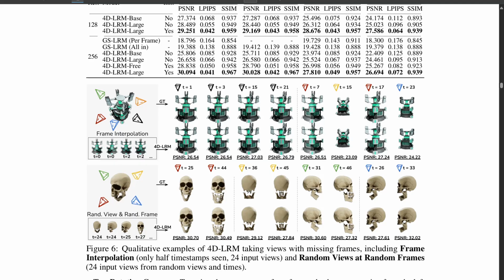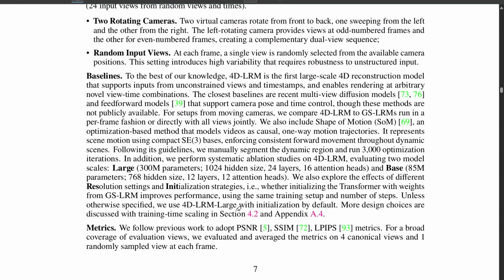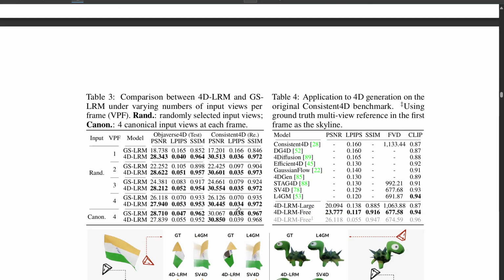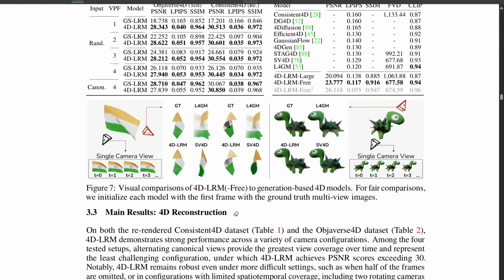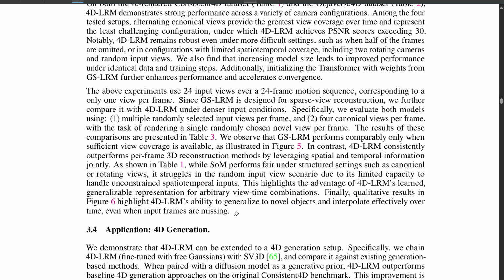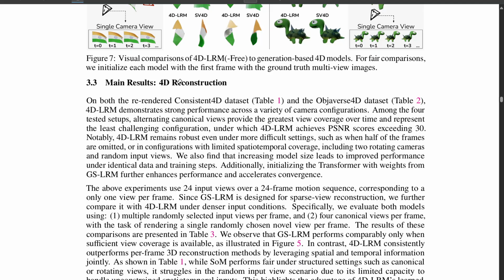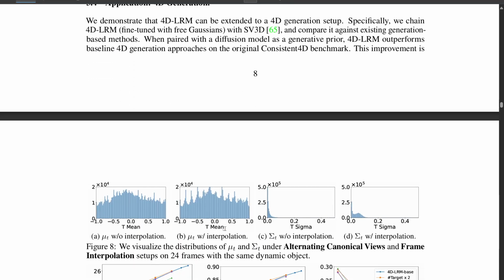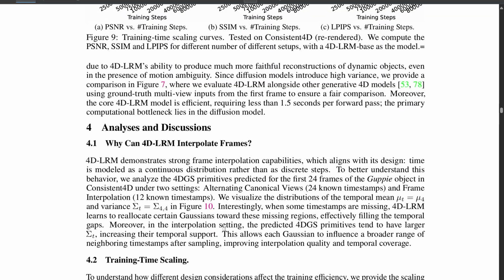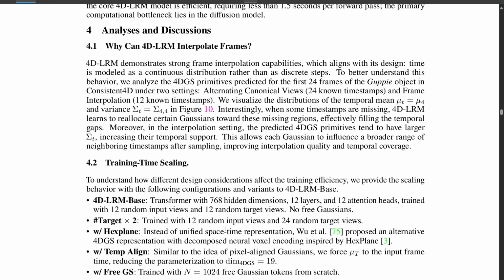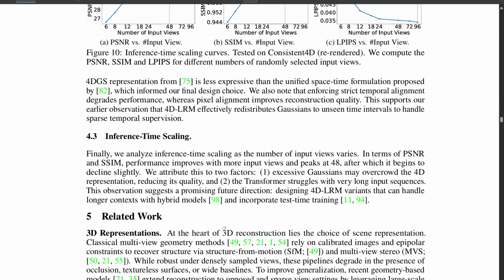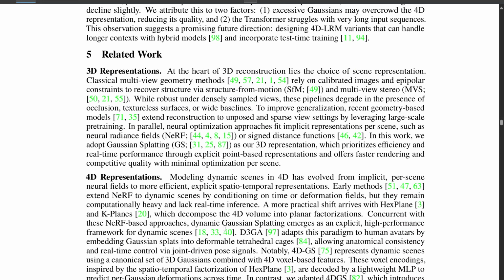Unlike optimization methods, it learns a direct mapping from input images to the 4D representation in a single pass, leveraging large-scale pre-training. And it seems to be the first LRM specifically designed for this general 4D reconstruction task, handling sparse views, missing times. As far as the paper claims and the field looks, yes. It seems to be the first large model tackling this specific challenging version of the 4D reconstruction problem in a feed-forward way.